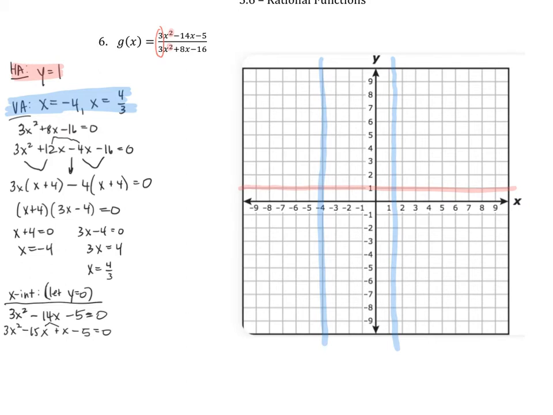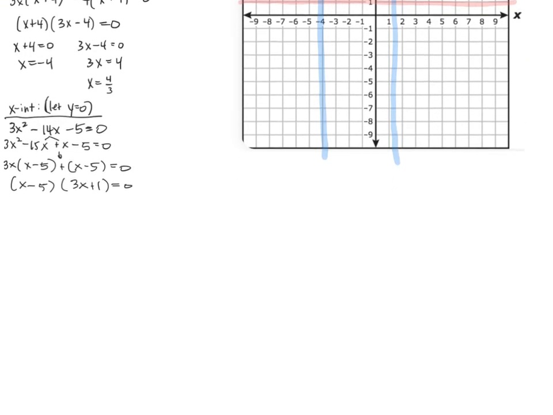So then I'm going to have a common factor of 3x in the first pair. So that'll leave me x minus 5. Bring down the plus. That'll be x minus 5. So x minus 5 and 3x plus 1 are my two factors. Okay, and so that means x minus 5 equals 0, so x equals 5. 3x plus 1 equals 0, so 3x equals negative 1, which means x equals negative 1/3.